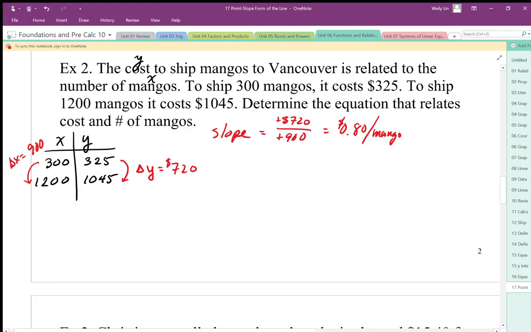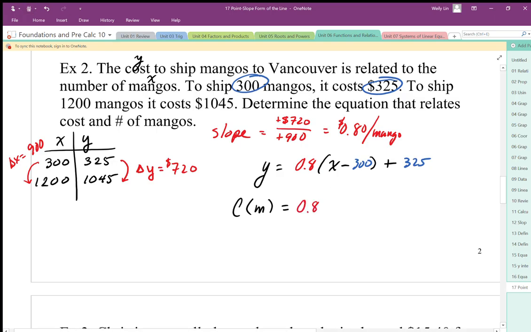I want to write the equation of the cost. So my cost y is equal to my slope, 0.8, times x minus x1, plus y1. I want to be able to plug in any x and y pair into this equation, so I'm just going to choose 300 mangoes and $325. And there it is, my point-slope form of the equation, and this relates to the cost of mangoes. Cost as a function of mangoes is equal to 0.8 times mangoes minus 300, plus $325.